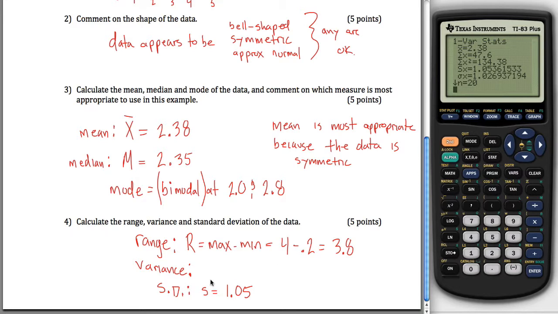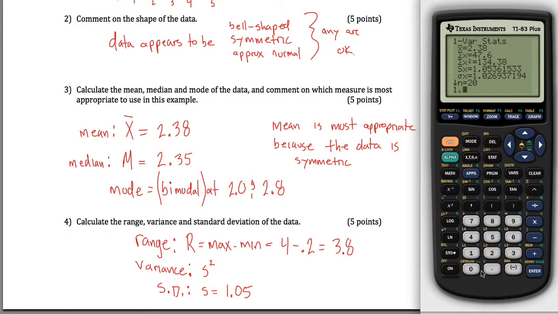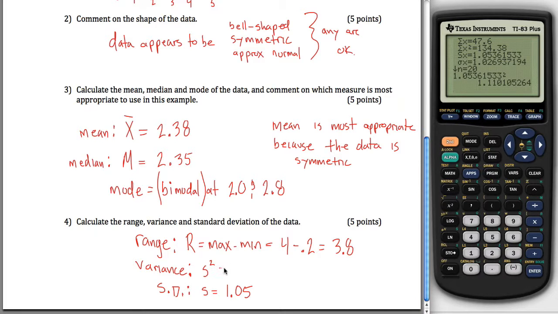Then for the variance, it's just that value squared. So you take this 1.05. You could square 1.05 if you want, although to be more precise, we really should put in 1.0536533 squared, and you get that it's 1.11 if we round that off. Yeah, that looks good. So here's my standard deviation, here's my variance, here's my range. I guess that's the end of the quiz.